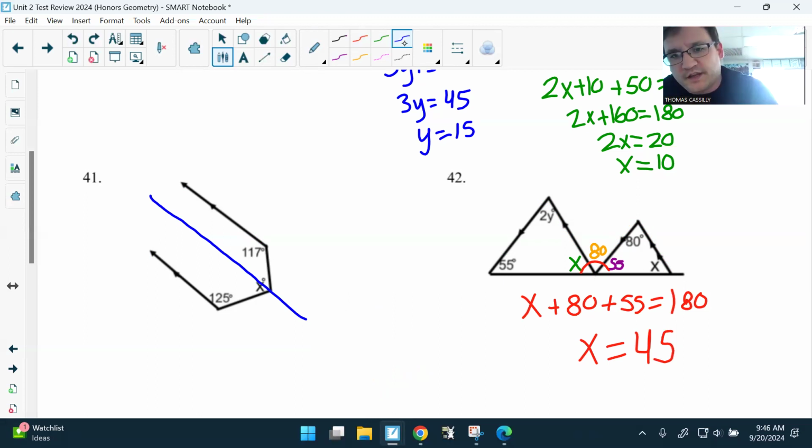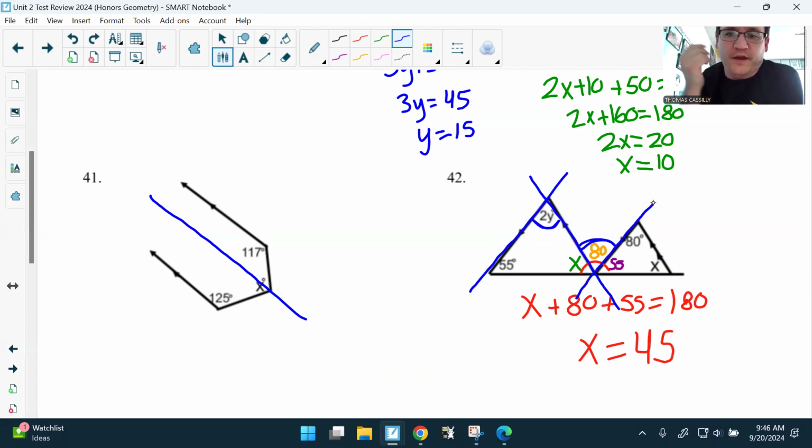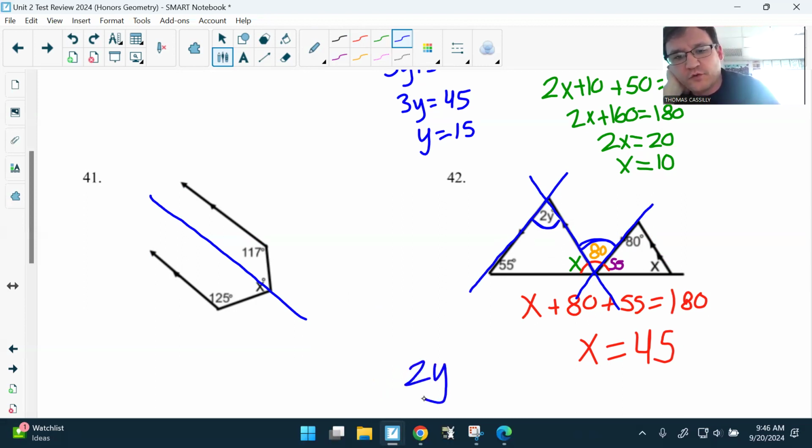Now, one more thing to keep in mind is this 2y is an alternate interior angle with the 80. For that same reason we did before, I'm going to extend these lines, and I think it's a little bit easier to see when you do that. I think it's easier to see that those are alternate interior angles. So we know alternate interior angles are congruent. So we can say 2y equals 80, divide both sides by 2, and we're going to be left with y equals 40. And that one's done.